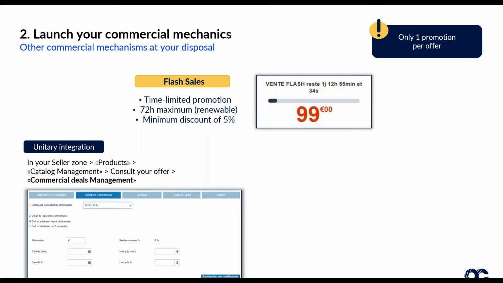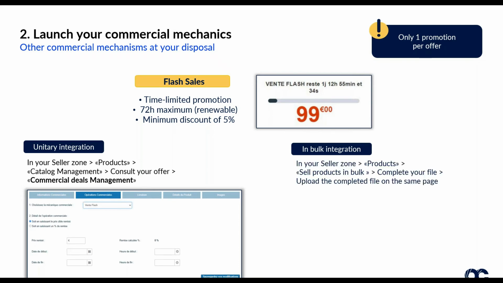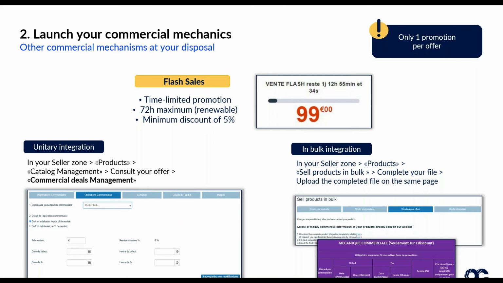You can also apply your flash sales in bulk by an Excel file, and the process is the same as for the sales. Simply download the integration template from the Sell Your Product in Bulk section, and once the file is complete, you can upload your file on the same page. Your modification will be effective within 24 to 72 working hours.